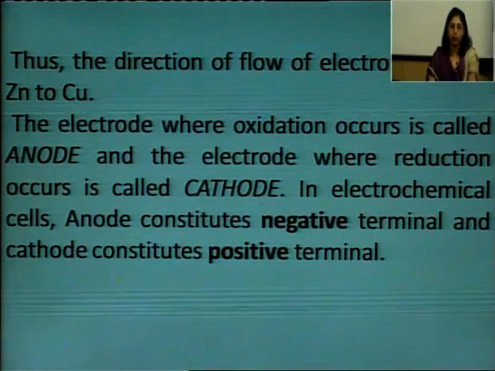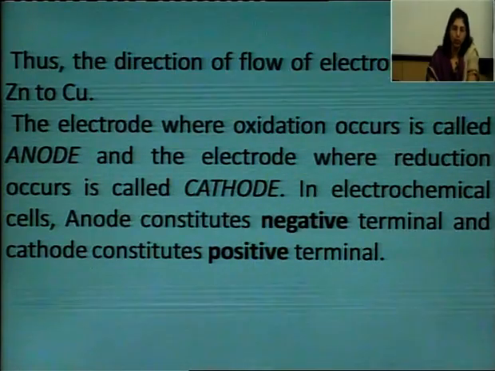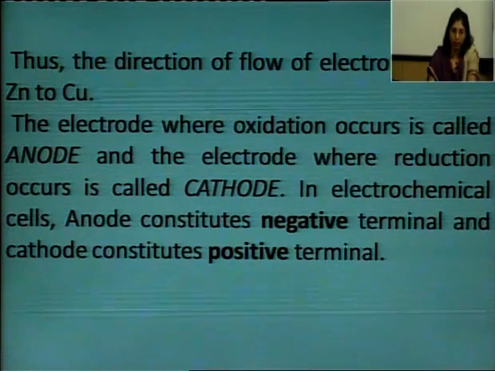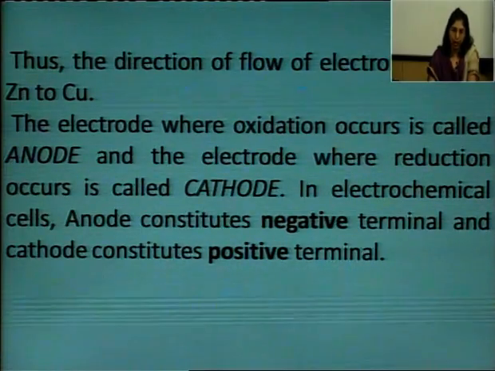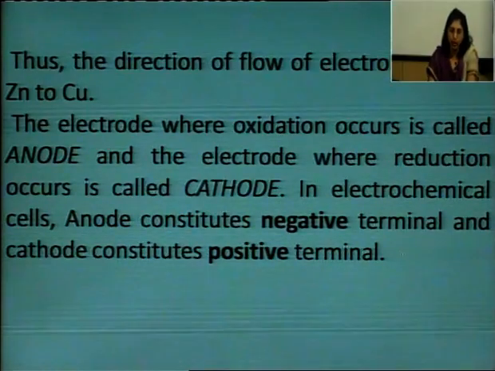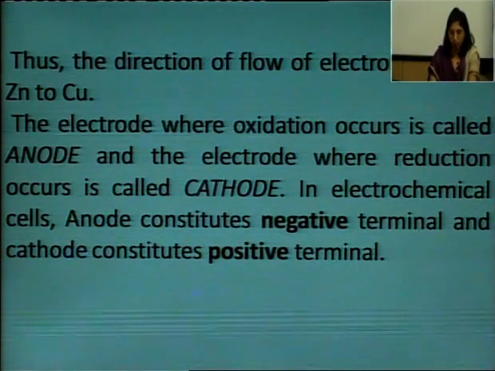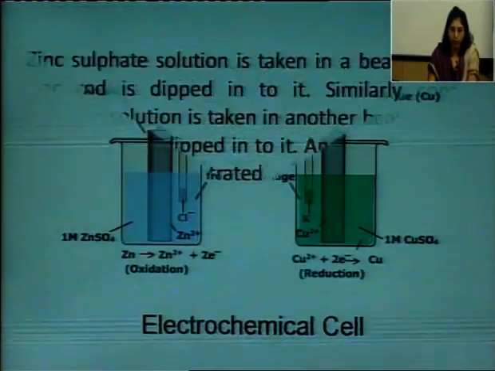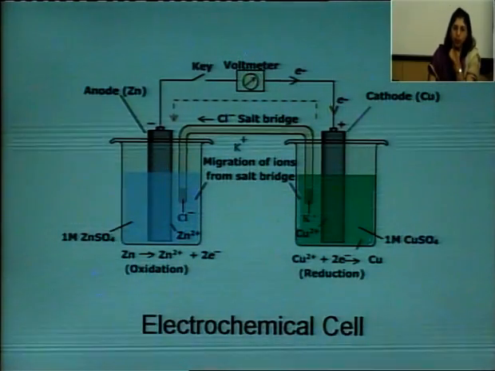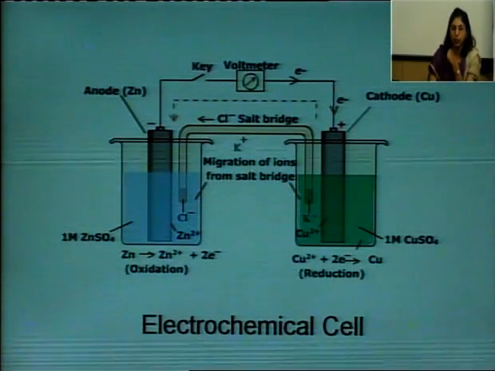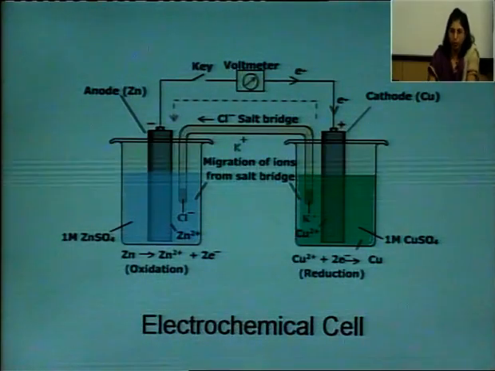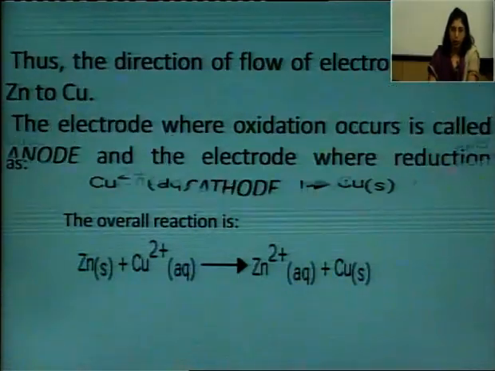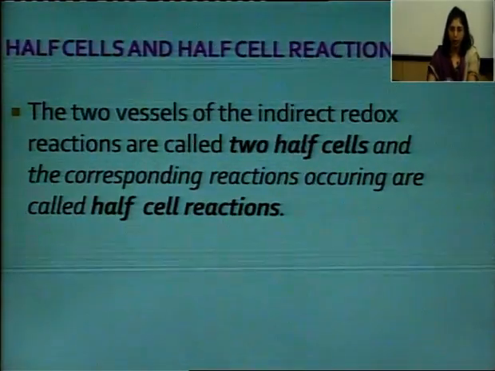So, in electrochemical cells, oxidation is occurring at the anode and reduction is occurring at the cathode, and the anode is the negative terminal and the cathode is the positive terminal, as shown in this diagram, where zinc is acting as the anode and is the negative terminal, and the cathode is the positive terminal, which is the copper electrode. So, this is all about the indirect redox reaction.